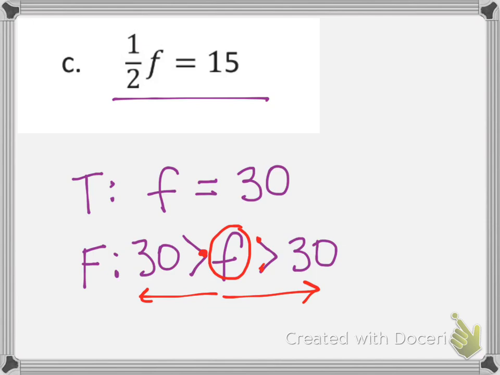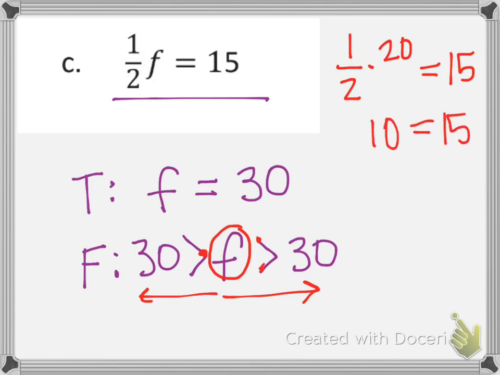And, again, we can try it. We can say, all right, let's see, less than 30. 20 is less than 30, so half of 20 is 10. Is 10 equal to 15? No, false statement, just like we said it would be, right? We said it was going to be false.